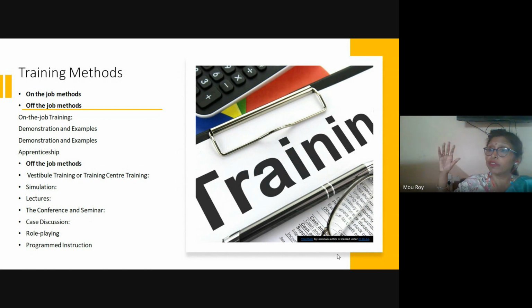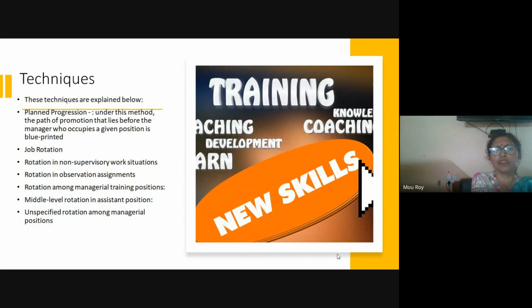People from different areas globally come and discuss a particular subject or topic, and that is known as a conference. They give their views, ideas, opinions and thoughts, which are discussed. So training is very much a part of all this. You also have techniques like job rotation, rotation in observational assignments, middle level rotation in assistant positions, and unspecified rotation among managerial positions. You are being transferred from one position or outlet to another, sometimes with a different position also.